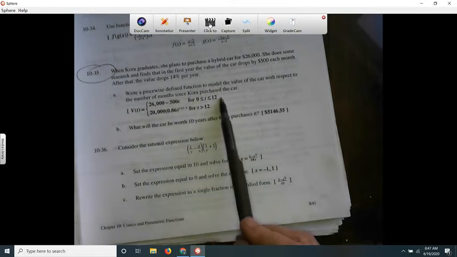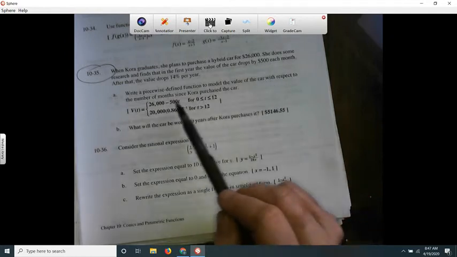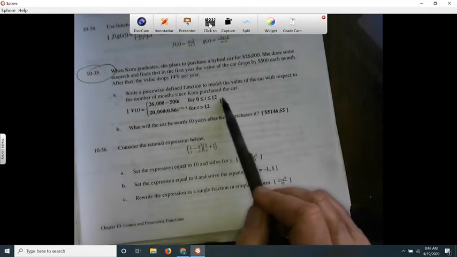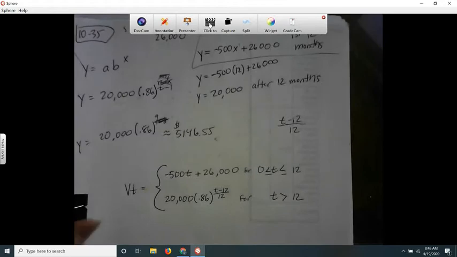So I think what was tricky about this was that the first piece of the piecewise function is in months, but then it tells you about how the value drops per year, and so that's what made it a little tricky, I think. So here's what I did.